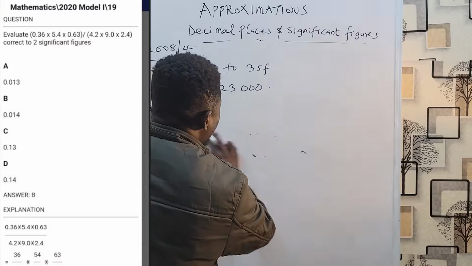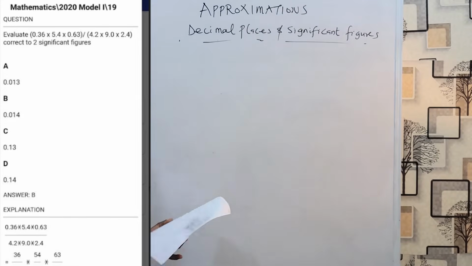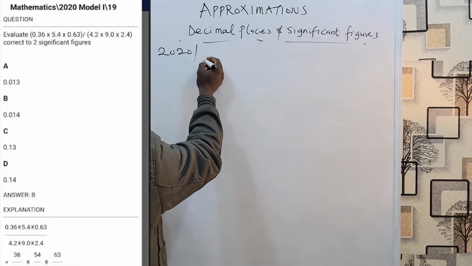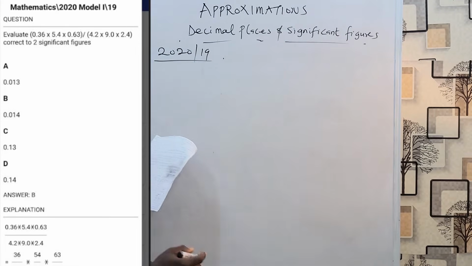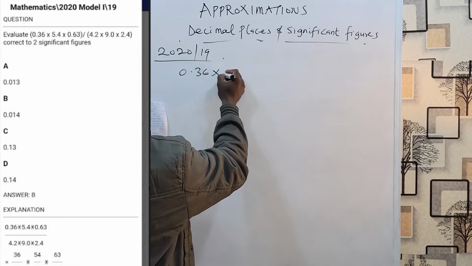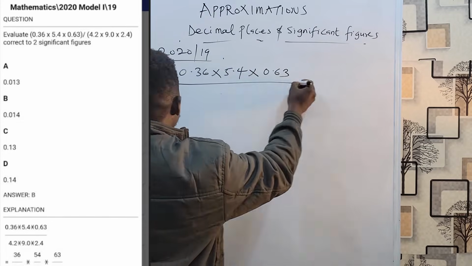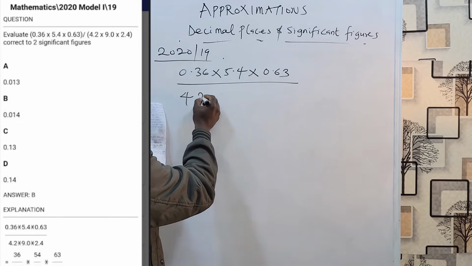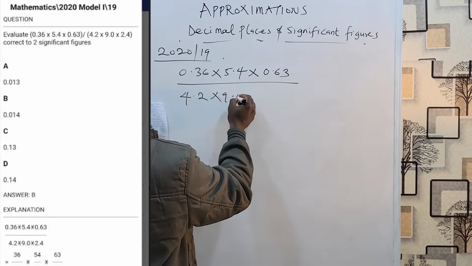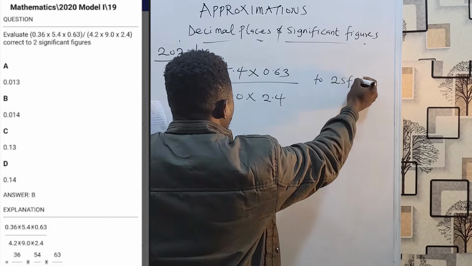Now there's another question here before us. You see, we're just cleaning because of time. All right. This is a 2020 question, number 19. So they say evaluate 0.36 times 5.4 times 0.63 divided by 4.2 times 9.0 times 2.4 to two significant figures.